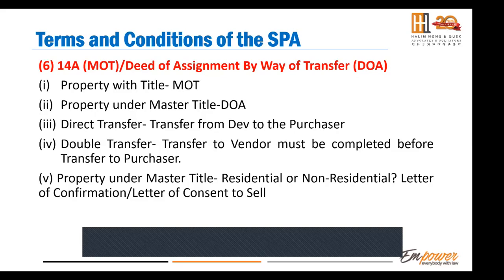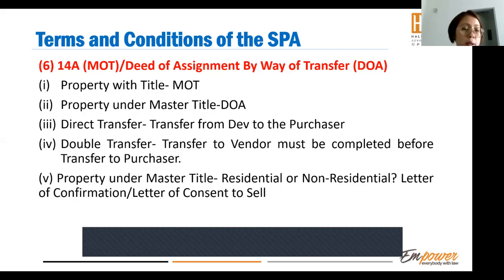Okay, sometimes there will be some circumstances where the property is with title, meaning the title already issued, but the vendor hasn't perfected the transfer. They haven't completed the professional transfer or professional charge. So in this case, it could be a direct transfer, meaning a transfer from developer to the purchaser directly, or it could be a double transfer, meaning you have to complete the first transfer from the developer to the vendor first, then only you can proceed with the transfer to the purchaser.